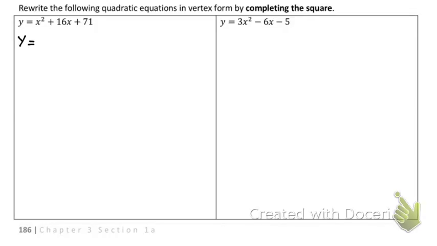So I'm going to do y equals x squared plus 16x. We are going to add our own number in there. This right here is me completing the square. That's a key part of this. I'm completing the square there. But I still have that 71. I don't want to do anything to the other side, so I'm going to add 71 outside of what I'm completing the square.